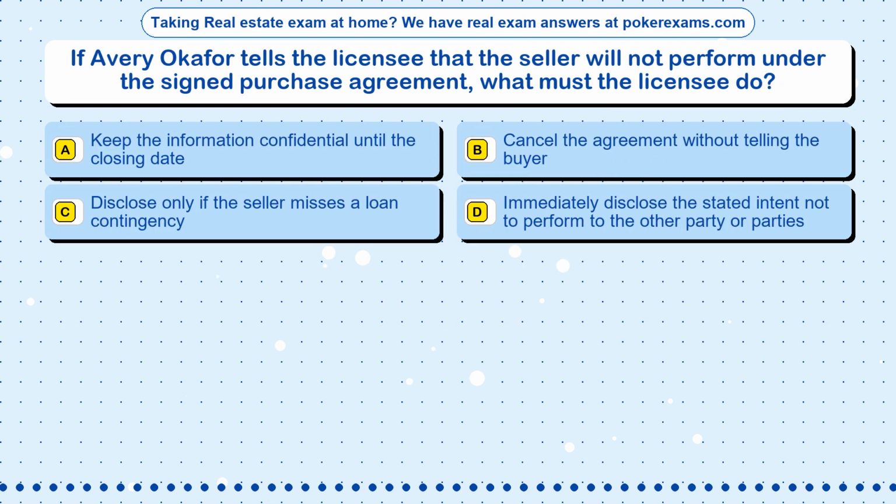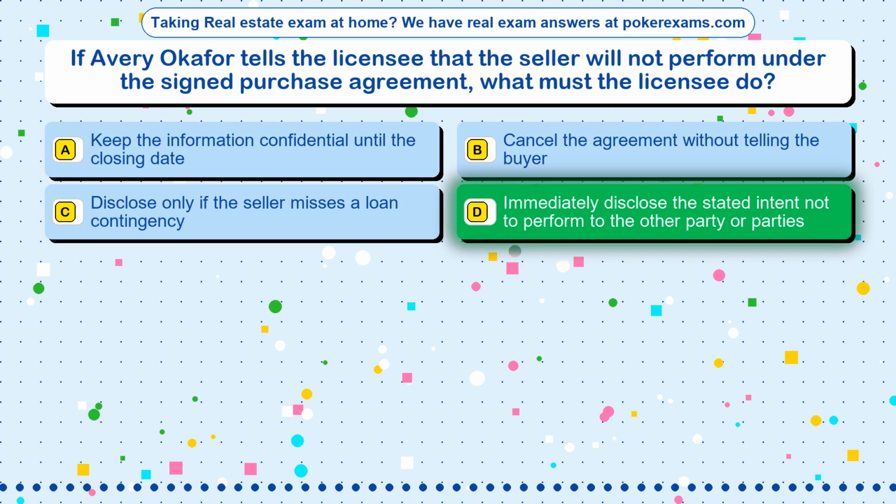Question 24. If Avery Okafor tells the licensee that the seller will not perform under the signed purchase agreement, what must the licensee do? Option A, keep the information confidential until the closing date. Option B, cancel the agreement without telling the buyer. Option C, disclose only if the seller misses a loan contingency. Option D, immediately disclose the stated intent not to perform to the other party or parties.